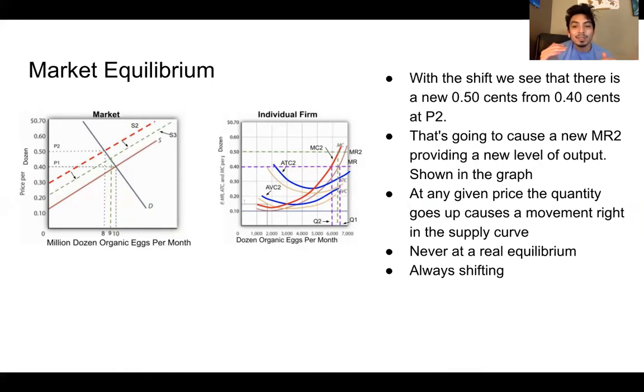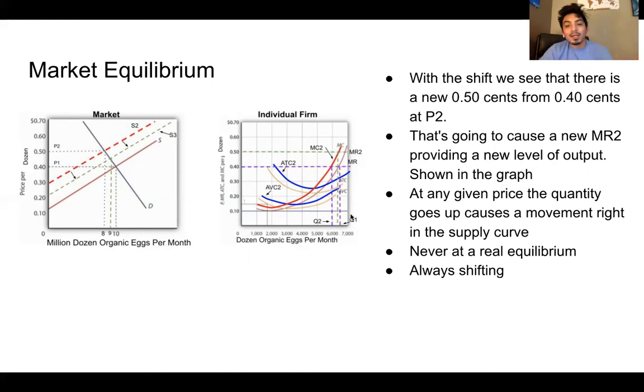And that's going to change our marginal revenue lines. So on the individual firm, if they're still following the profit maximization behavior, it's going to cause a new line to be right there at that 50 cents. And if we go down to where it hits marginal cost, it's going to provide a new quantity.